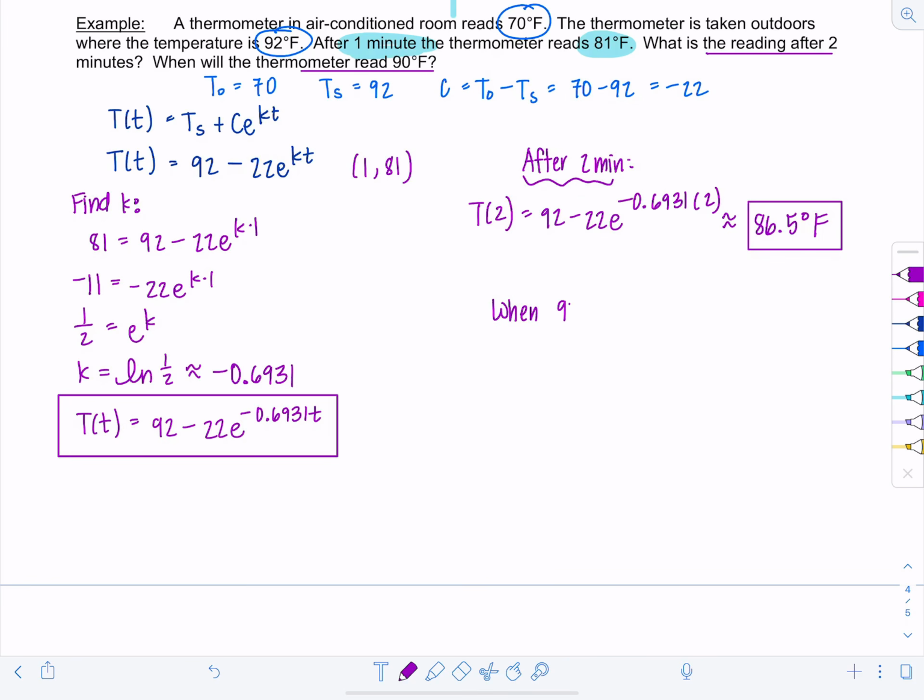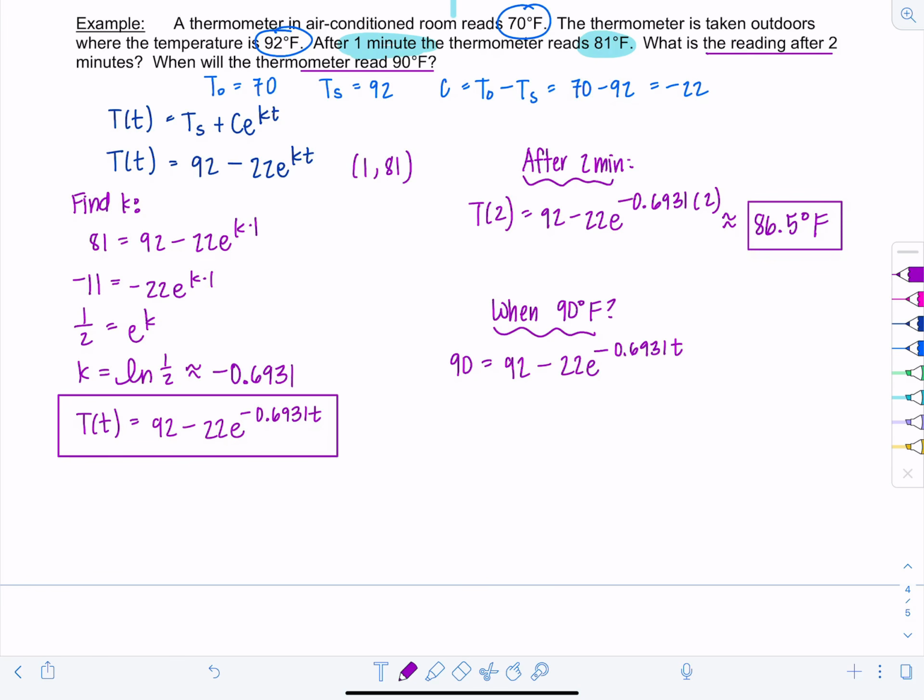And then the last thing is, when will the thermometer read 90 degrees Fahrenheit? So when is it going to be 90 degrees Fahrenheit? Well, again, you're going to set this equal to 90 now. So 90 equals 92 minus 22e to the negative 0.6931 times t. We're solving for little t.